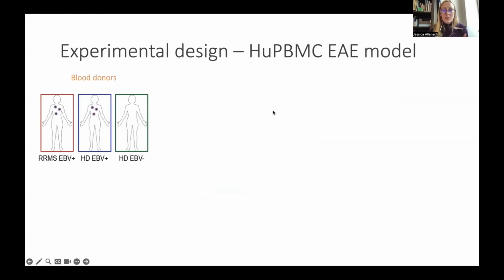So this is the design that we use to perform our experiments. We first obtained 3 groups of blood donors, the first being people who have an existing diagnosis of MS, all of which were EBV seropositive, as you might expect. And then we also had a second group of individuals who have never had a history of autoimmune disease that are EBV seropositive. And our third group were people who have no autoimmunity and have also never been exposed to EBV based on their serology.